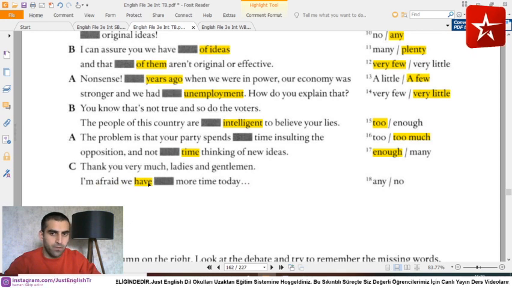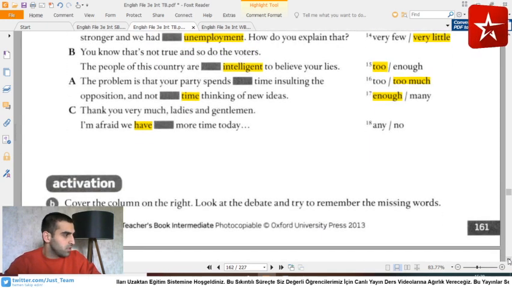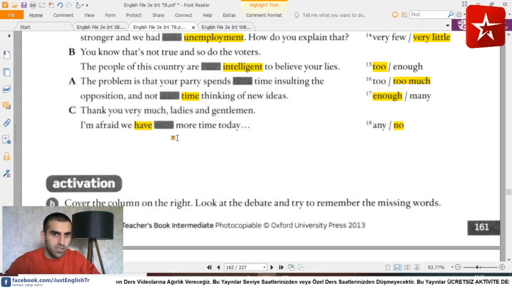Okay, I'm afraid we have any. Okay, we can't see the sentence, right? Is that clear? Yeah, it is. I'm afraid we have any more time or no time. We have no more time. Mr. Mustafa, Irina says we have no more time. Yes, we have no more time because we use no with the positive sentence in order to have the negative meaning. Okay, guys.